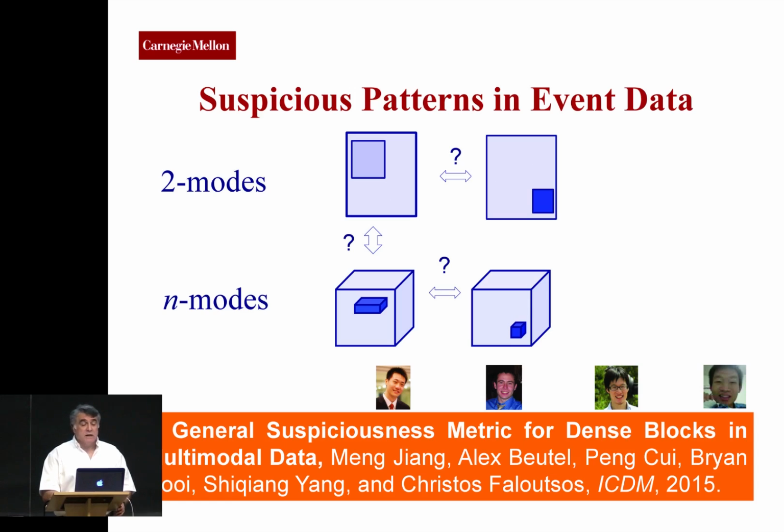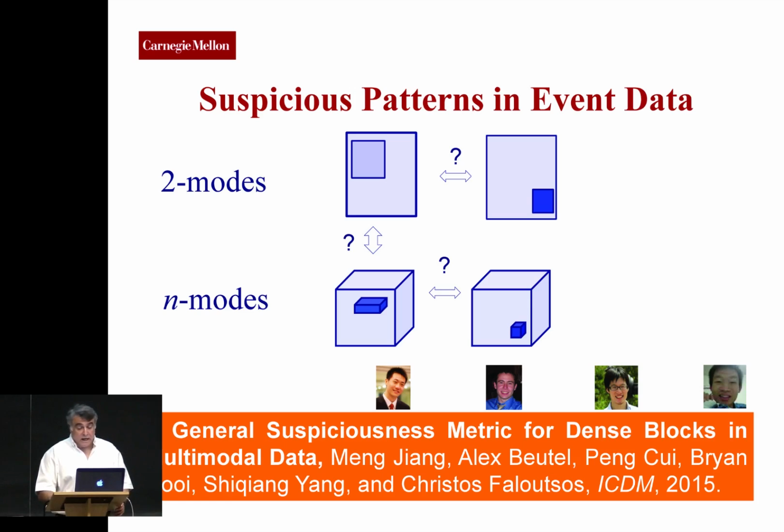The question becomes even harder. Suppose we have three modes: source, destination, and timestamp. Now we have a dense block, 2 by 3 by 10, 90% full, versus another block, 3 by 5 by 9, which is super full, right? How do we compare these two? How do we compare a 3-mode block with a 2-mode block?